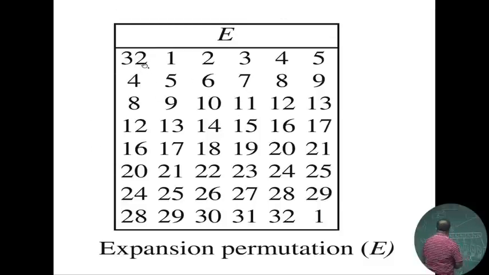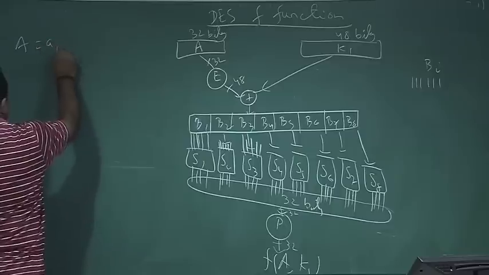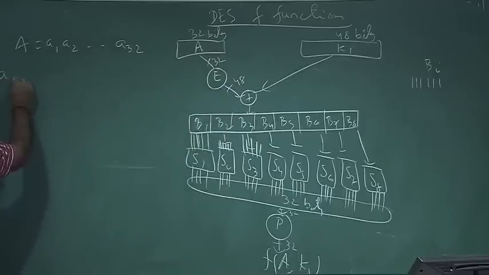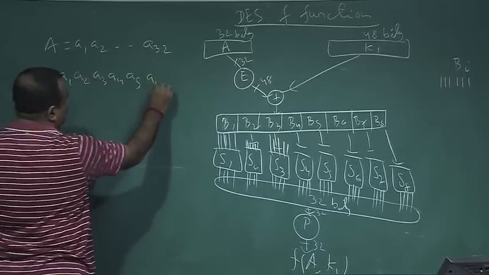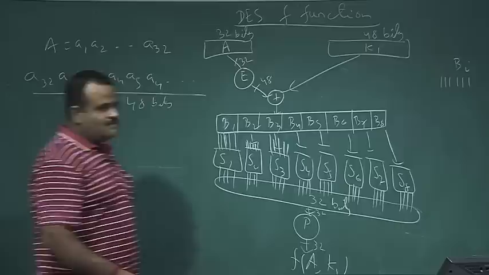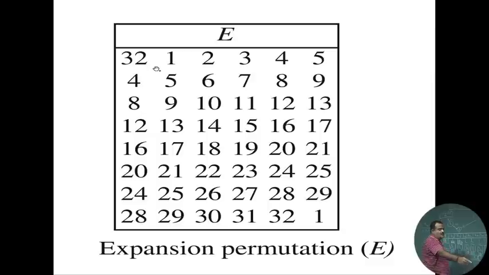So, we are applying the expansion function over here. If our A is A1, A2, up to A32, then by the expansion function it will be A32, then A1, A2, A3, A4, A5, then A4 again, like this. This will again be 48 bits, given by this 8 by 6 matrix. Basically we are repeating some of the bits: 4 is repeated over here, 8 is repeated, 9 is repeated, 13 is repeated. Because we have only 32 bits and want 48 bits, we have to repeat bits. So, this is the expansion function.